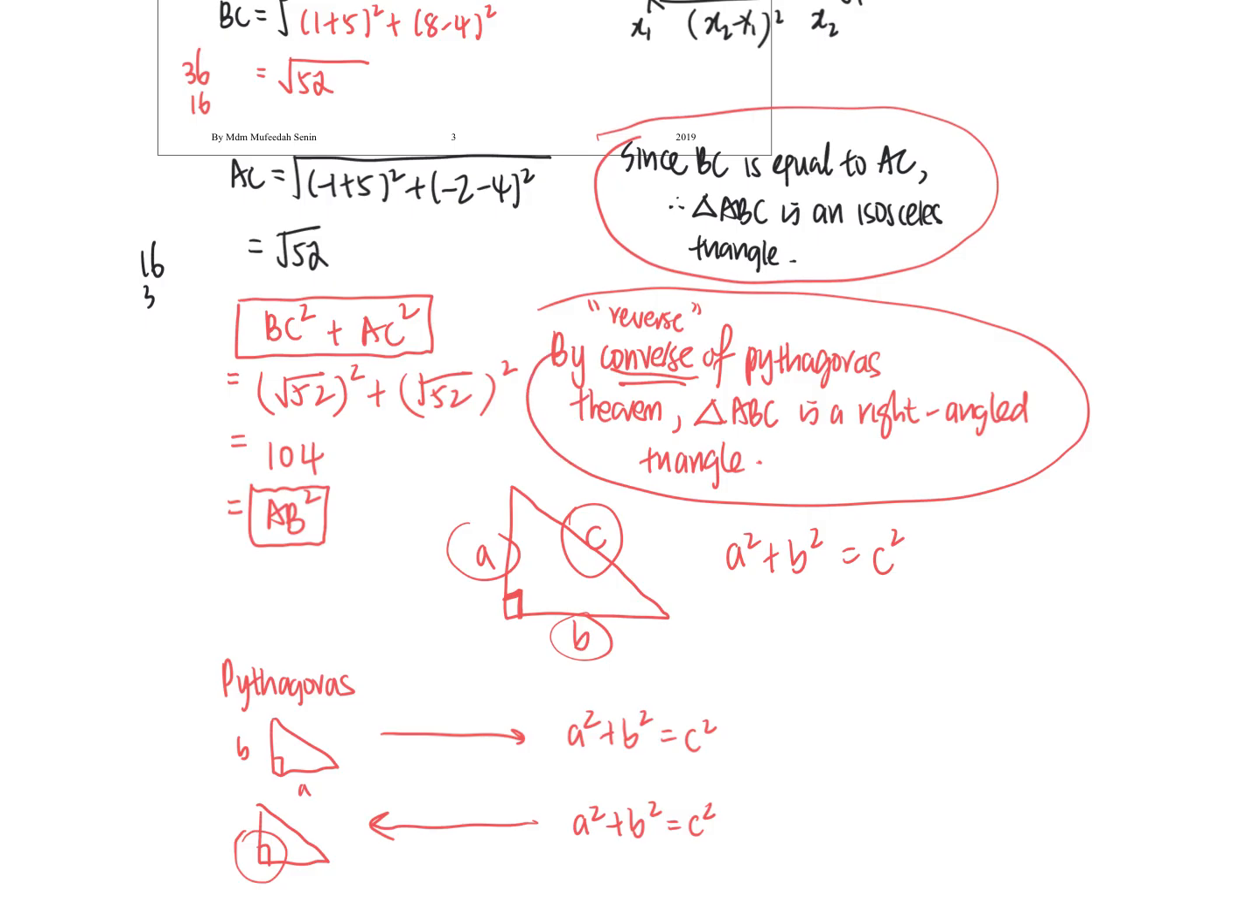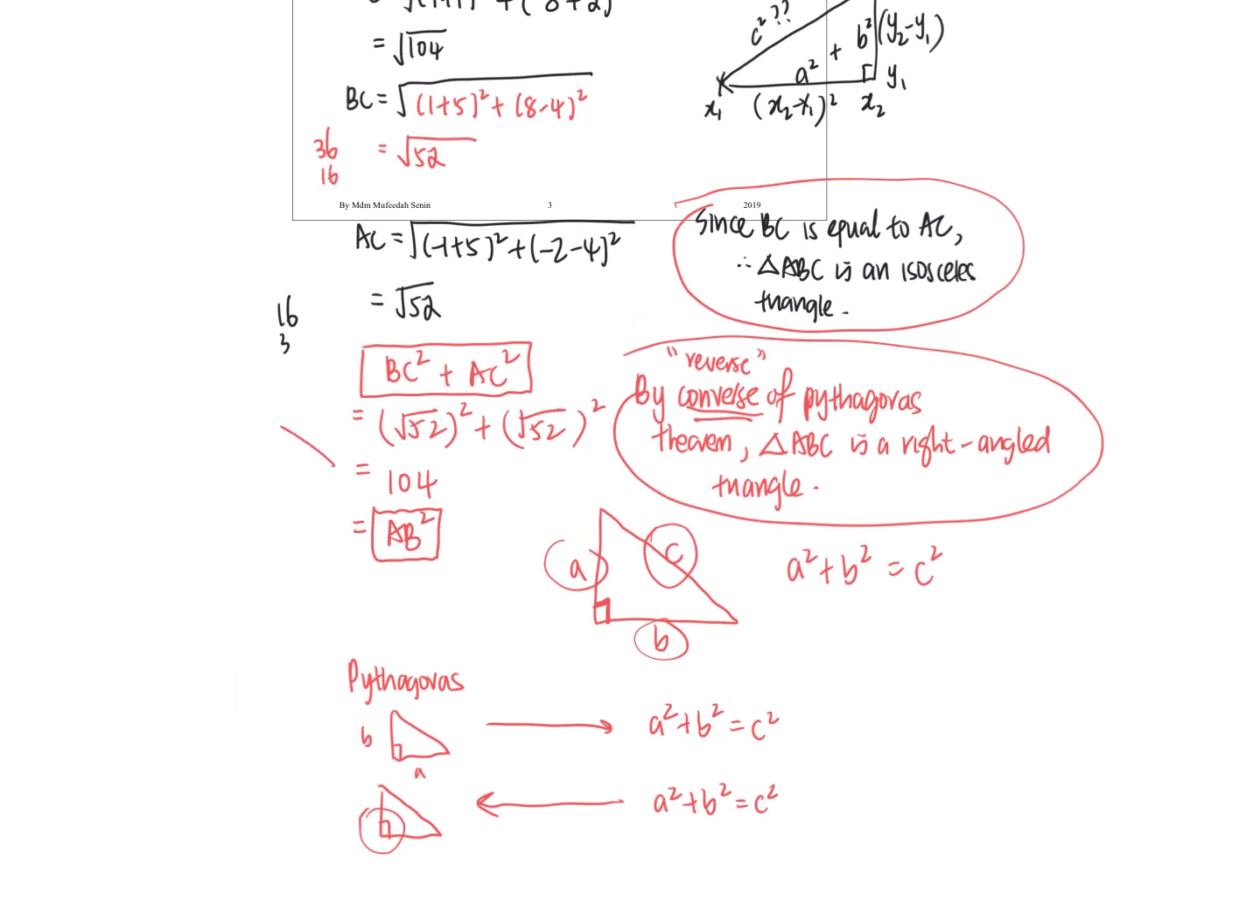Okay, good observation. I missed out the right angle part. Yeah. AC is a line. This one is the hypotenuse. I can tell because this is the longer side.